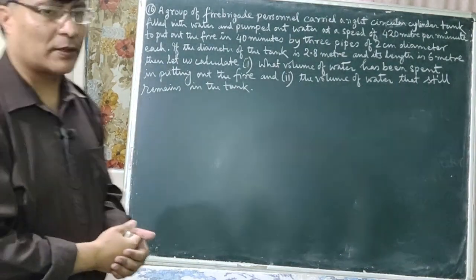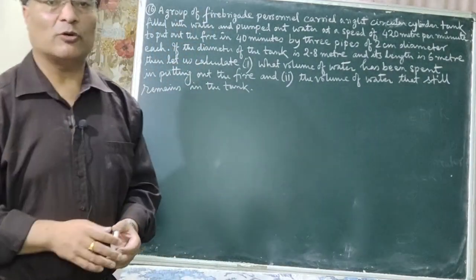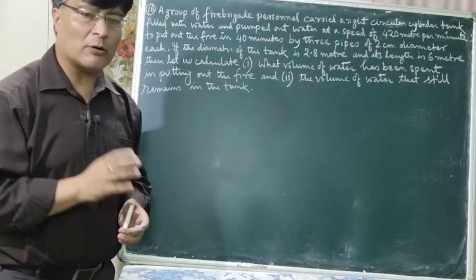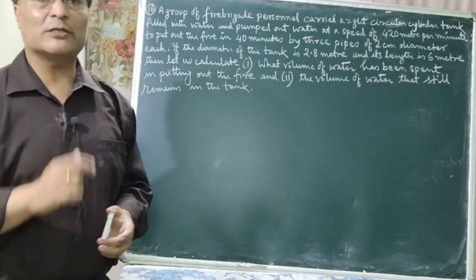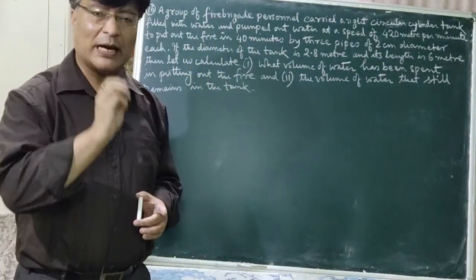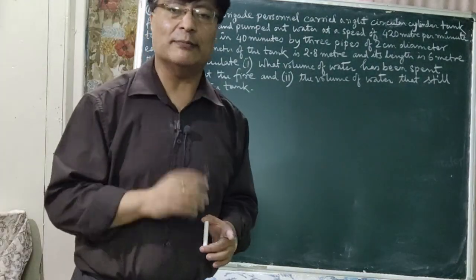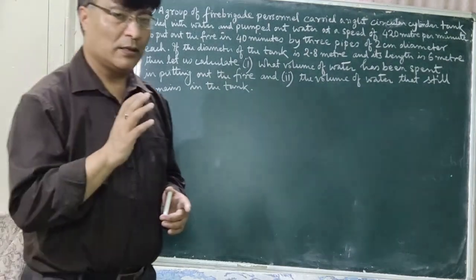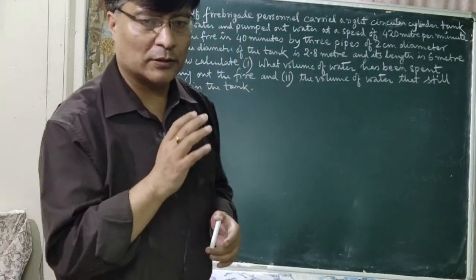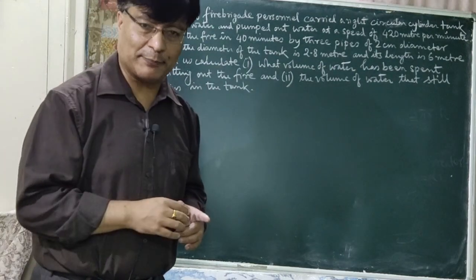The fire brigade personnel have a right circular cylindrical tank and it is filled with water, and they pumped out water at a speed of 420 meters per minute to put out the fire in 40 minutes by three pipes, each of diameter 2 centimeters. What did the fire brigade personnel do? They put out the fire in 40 minutes. So they pumped out water at a speed of 420 meters per minute by the three pipes.